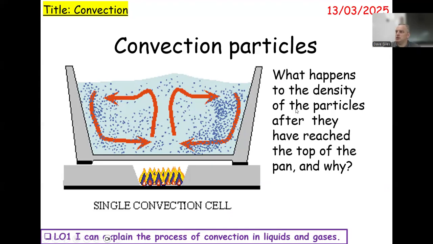So what happens to the density of the particles after they've reached the top of the pan, and why?